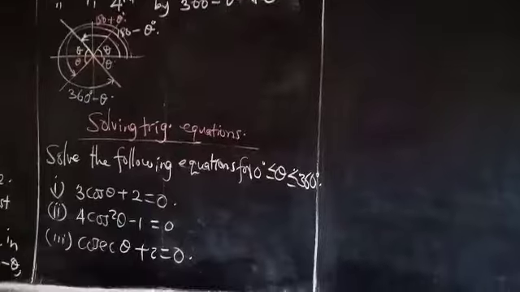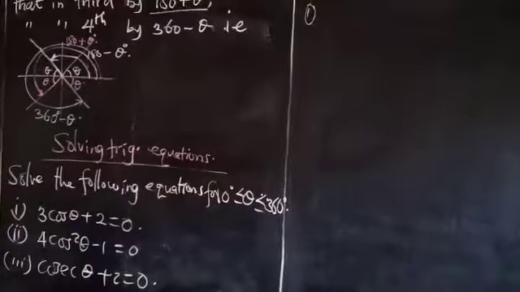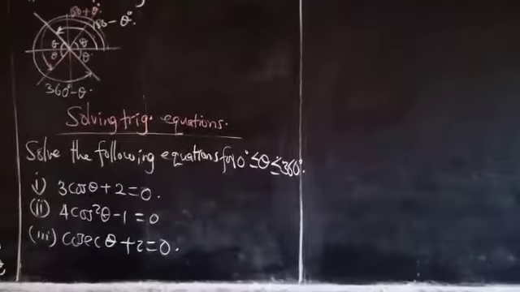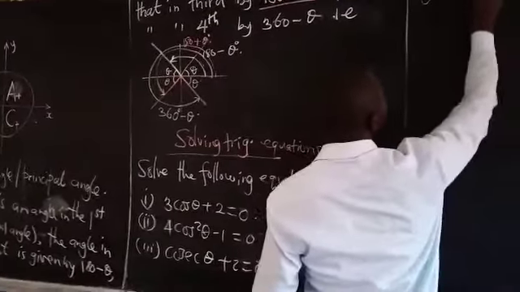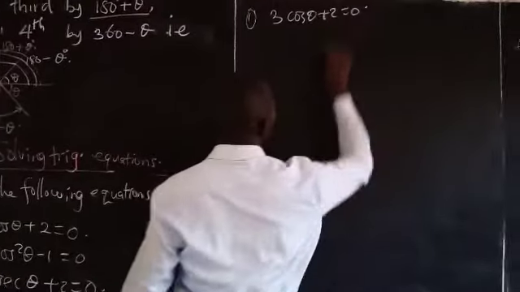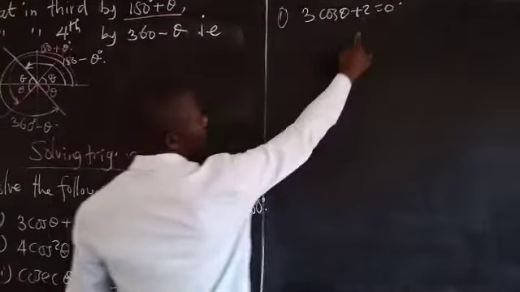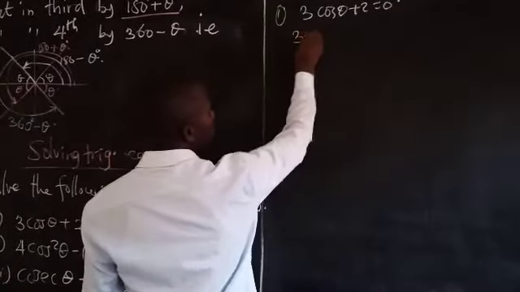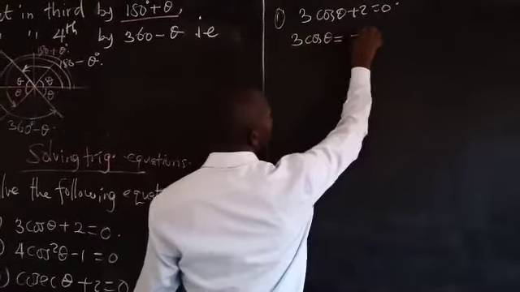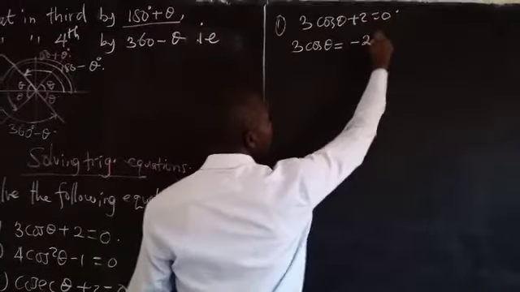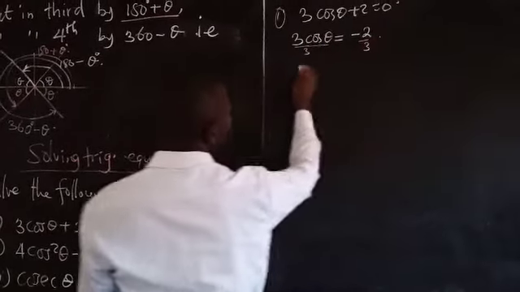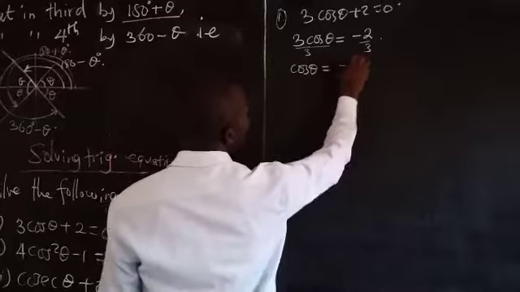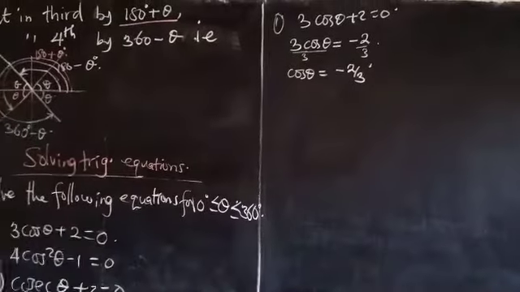Let's see a case in point, number one, the very first one: 3 cos theta plus 2 equals 0. This is simple. It is as simple as taking the 2 to the other side. So I have 3 cos theta equals negative 2. When this 2 crosses here, it becomes negative. Then I can divide by 3 on both sides. So I get cos theta equals minus 2 out of 3.